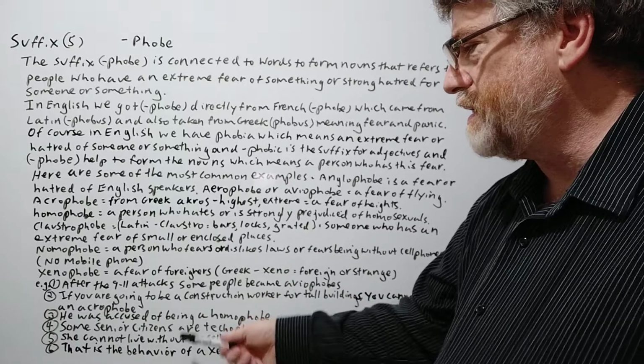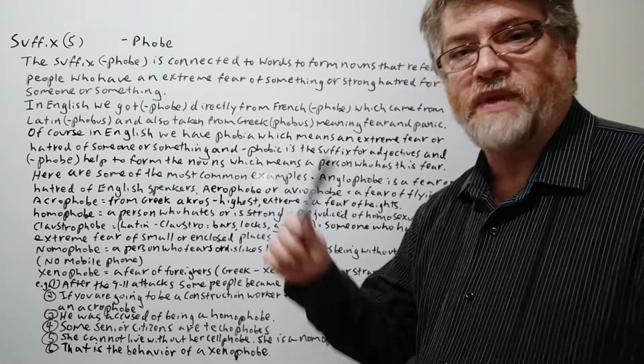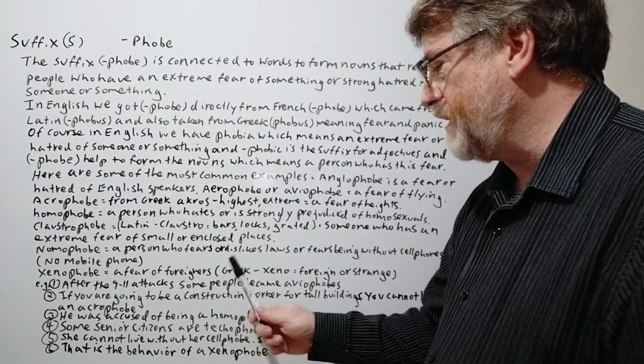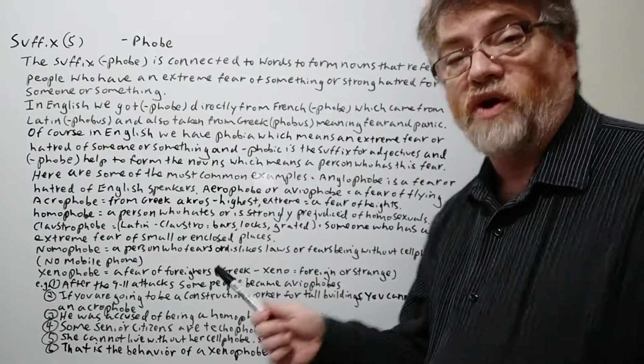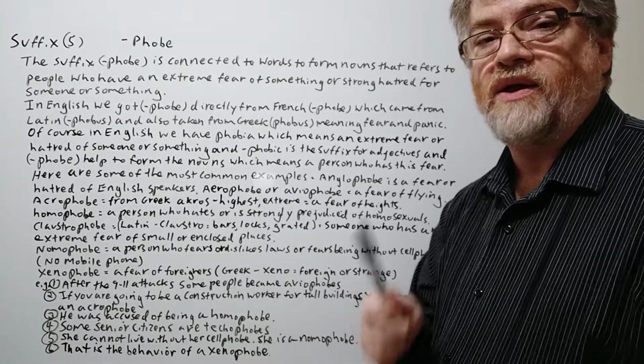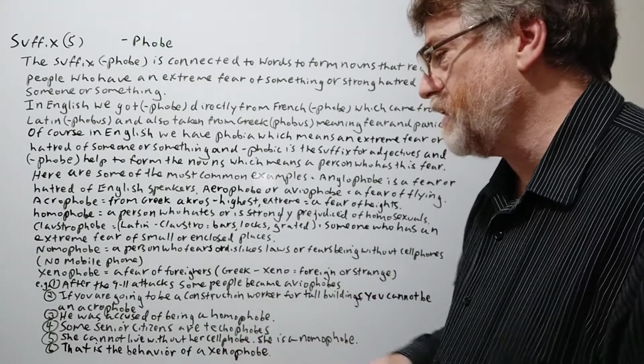All right, and we got 6 examples here just to cover some of this, to give you an idea about it. Here's the first one. After the 9/11 attacks, some people became aviaphobes, at least for a short while there. Maybe some people were afraid of flying. They thought there were going to be terrorist attacks or something like that.